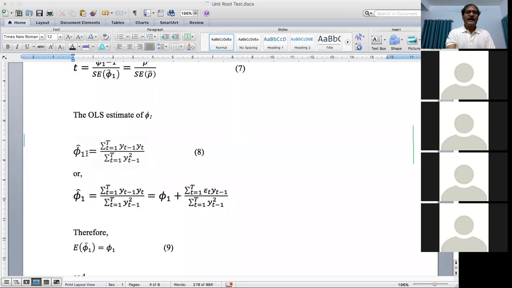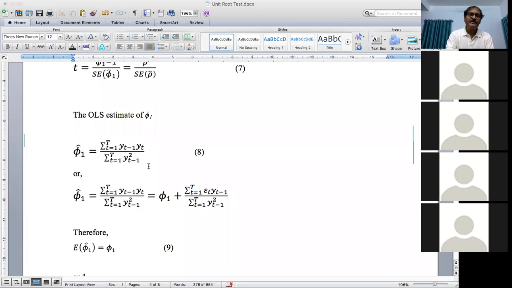So phi 1 hat, the OLS estimate of phi 1, would be equal to the sum of yt minus 1 into yt divided by the sum of yt minus 1 square. And this is similar to beta hat equal to the sum of xy divided by the sum of x square, as you have in a simple linear regression model. Clear?